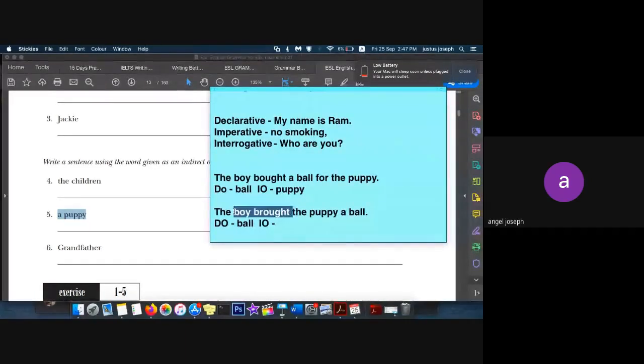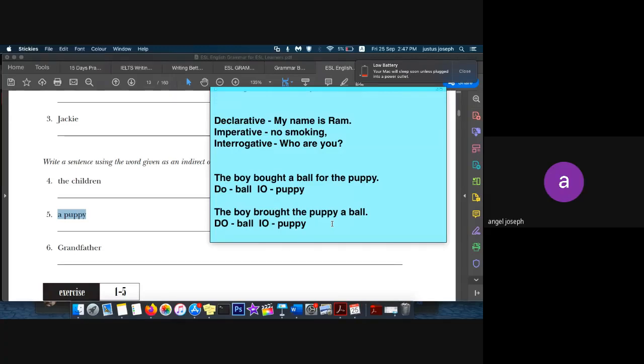So for whom did he bring this? Puppy. For the puppy. In both these sentences, you see that the direct object and indirect object did not change. They are the same. Did they change? No. So, will the meaning of the sentence change? Do you think the meaning of the sentence will change?